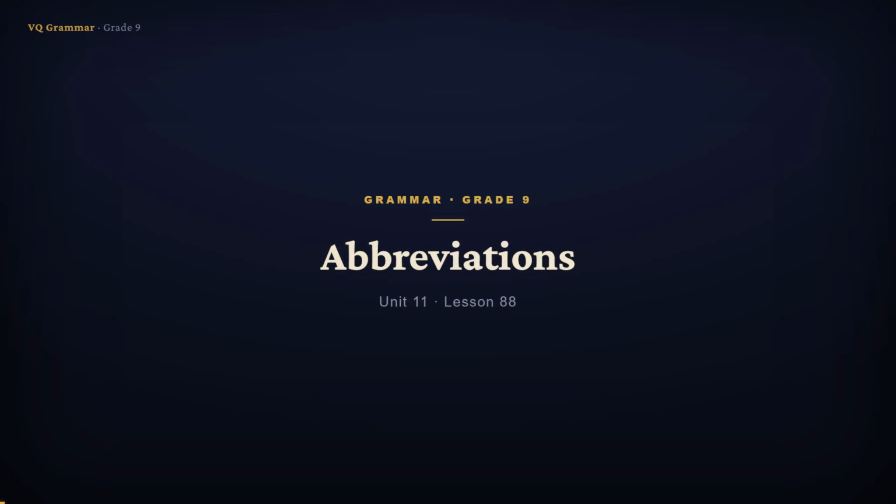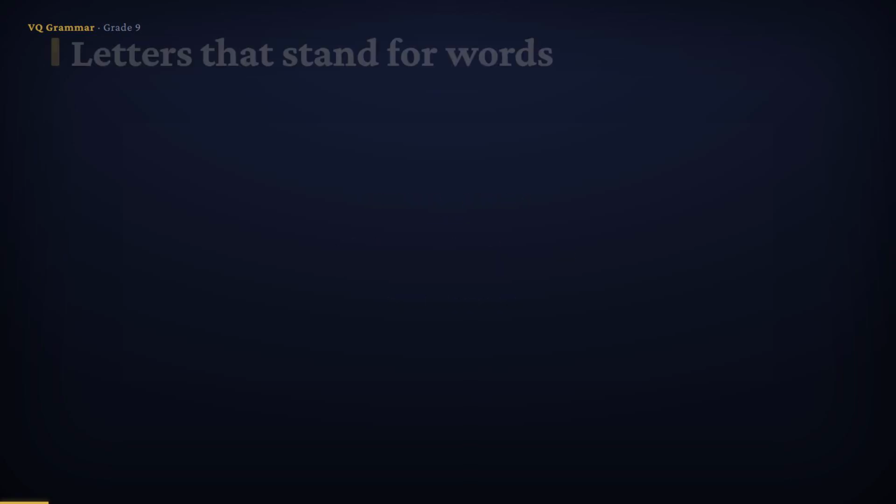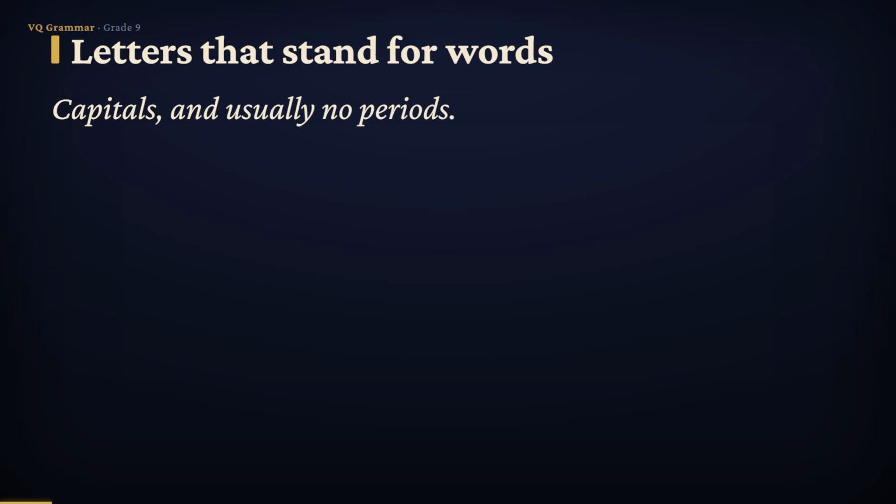This is Unit 11, Lesson 88, and today we're looking at abbreviations, those shortened forms we use every day, like NASA, doctor squeezed down to Dr., or a street written as St. Abbreviations save space, but they follow real rules: which letters to capitalize, when to use periods, and, just as important, when to spell the whole word out instead. Let's dig in. Let's start with the most common kind.